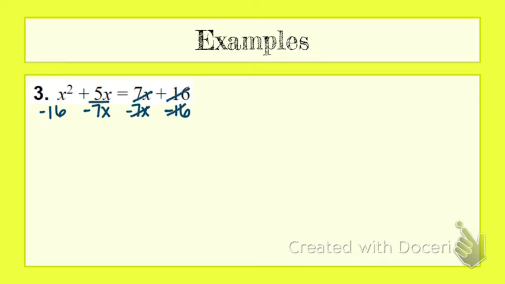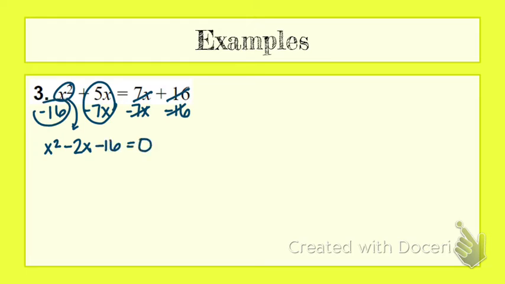And this 5x minus 7x will give us negative 2x. So I'm going to bring down the x squared, combine these, minus 2x, and then we have a minus 16 to put on the end. And that all equals 0. So this means our a value is 1. Our b value is negative 2. And our c value is negative 16.